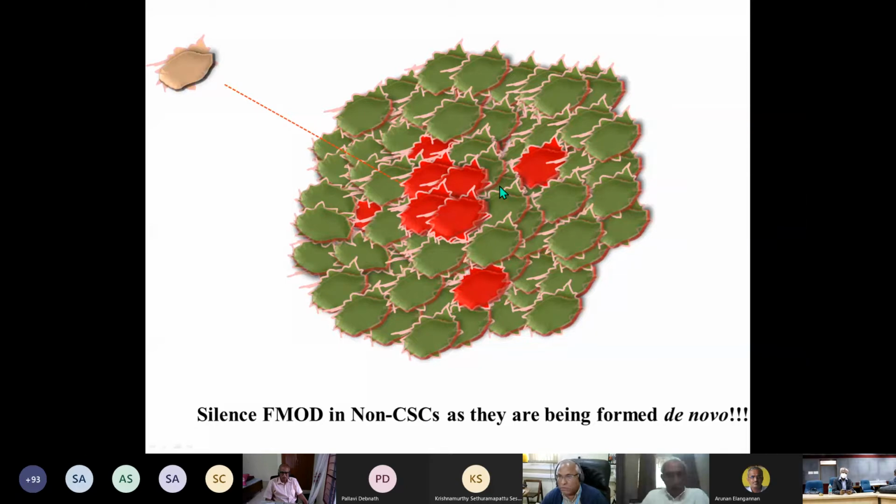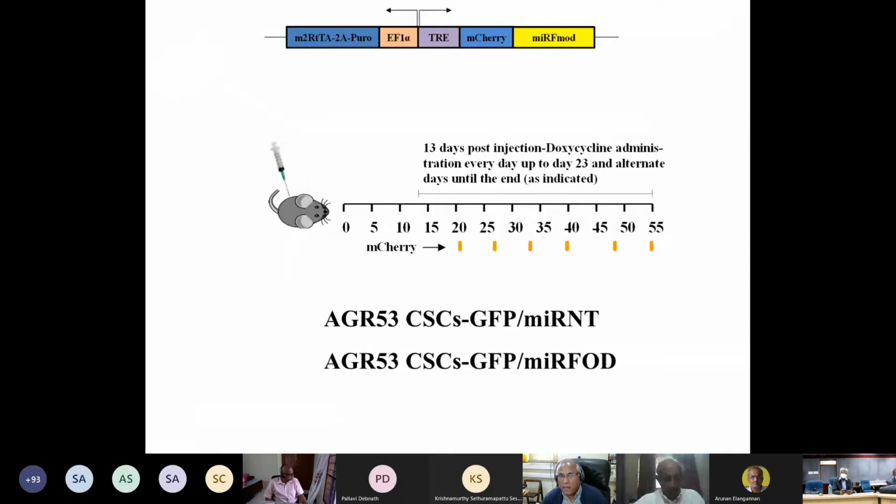That is the experiment we did next. Instead of co-implantation, again we resorted to the animal model. We took CSC cells, where the same construct is introduced, with doxycycline-inducible mCherry and shRNA construct for FMOD. These were introduced, and for about 19 to 20 days the tumors were allowed to grow. Then these were divided into 2 groups, minus and plus dox.